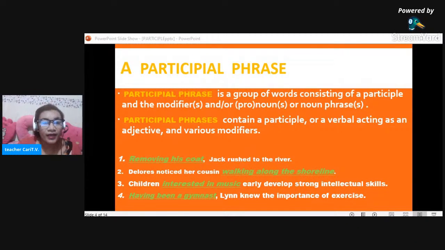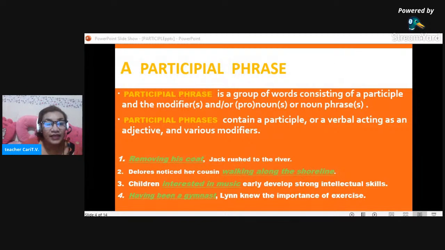Okay, so going back, we have the participial phrase. So when we say phrase, this contains not only one word, but two, three, or more words. A participial phrase is a group of words consisting of a participle and the modifier or modifiers, pronouns, or noun phrase. Participial phrases contain a participle or a verbal acting as an adjective and various modifiers.